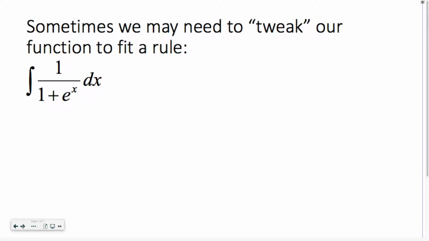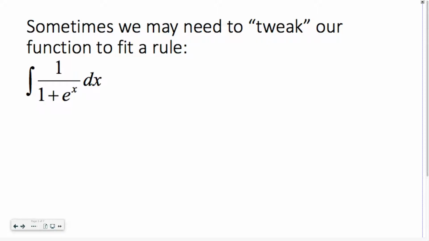Okay, so sometimes our integral needs a little tweak in order for us to be able to use a rule or use some sort of technique that we have, like a u substitution kind of thing. Okay, so u substitution isn't going to work on this one. The derivative of e to the x is e to the x.